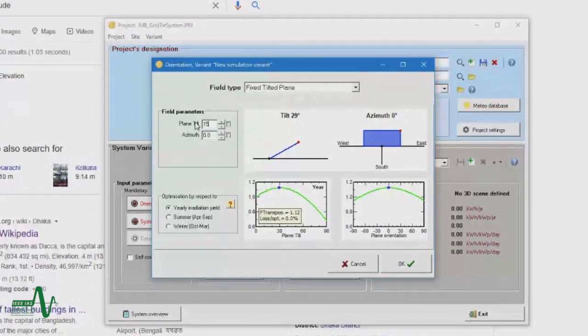Let's say we choose 15. The tilt angle will be 15 degrees. Look, the power is decreasing. It is not in the peak position, and it shows there are some losses, minus 2.8%. And if you consider it perpendicular, so if you choose 90°, you will get a huge amount of losses. This point is like 0.68. So it's a disaster system.